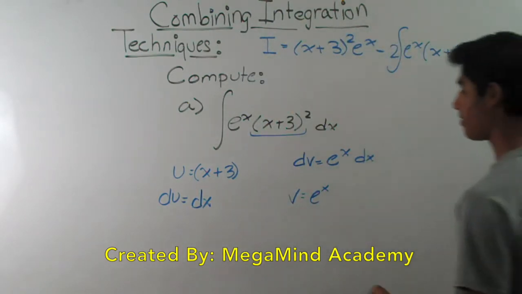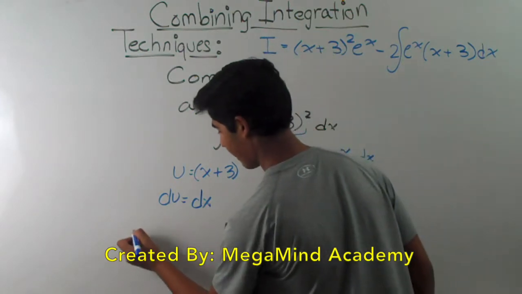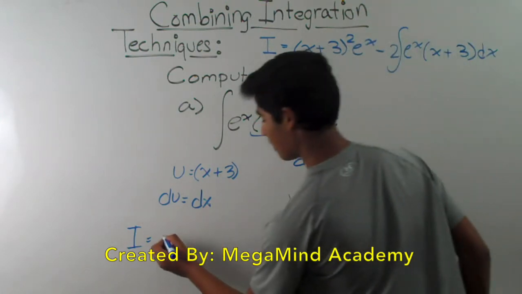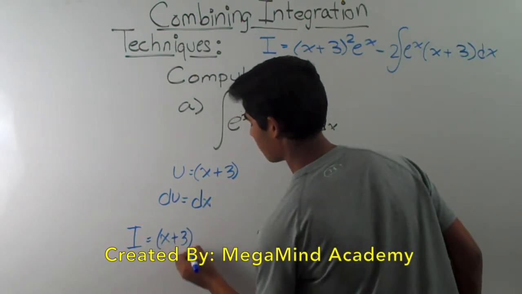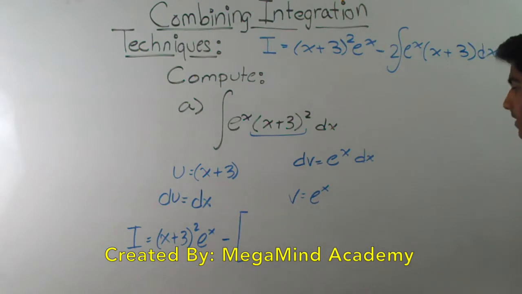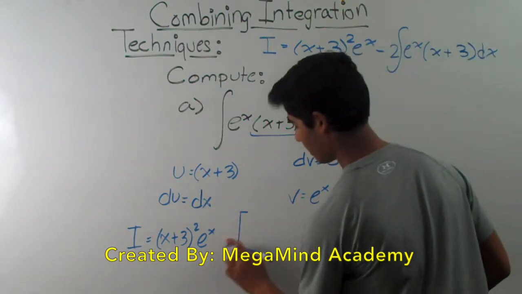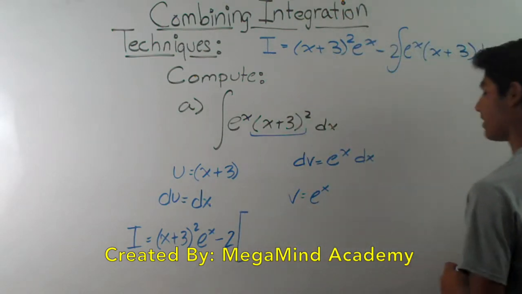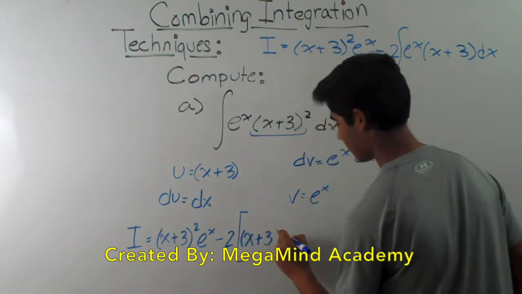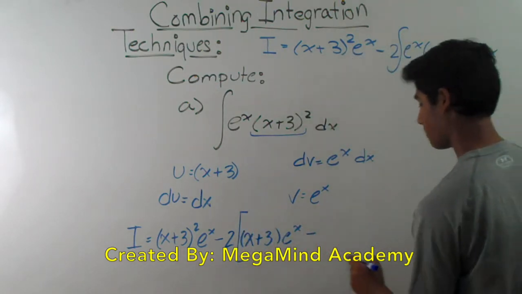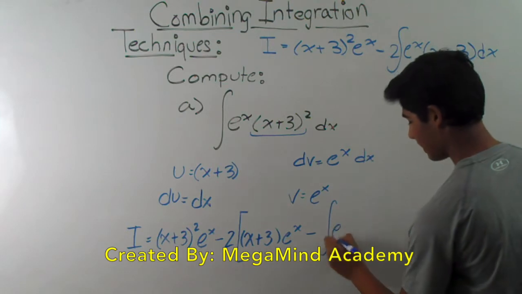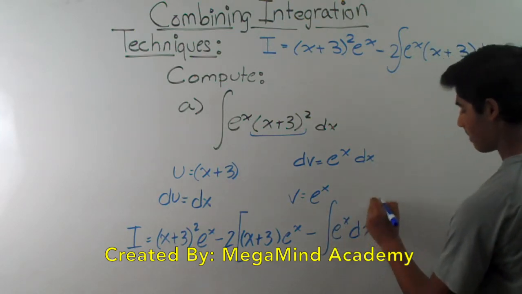So this means that now the integral I is equal to u, this original thing here, (x plus 3) squared times e to the x, minus, in a bracket, 2 times, in the bracket, u times v, (x plus 3) times e to the x, minus the integral of v du, e to the x dx, bracket closed.